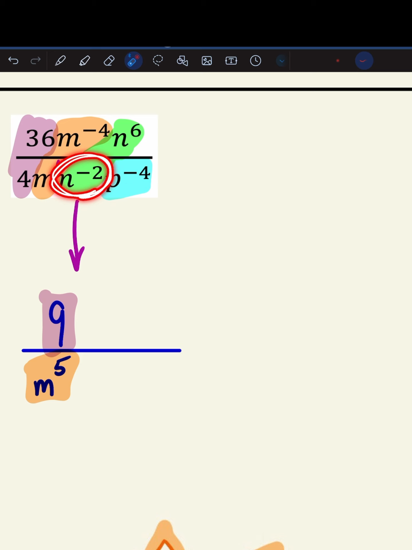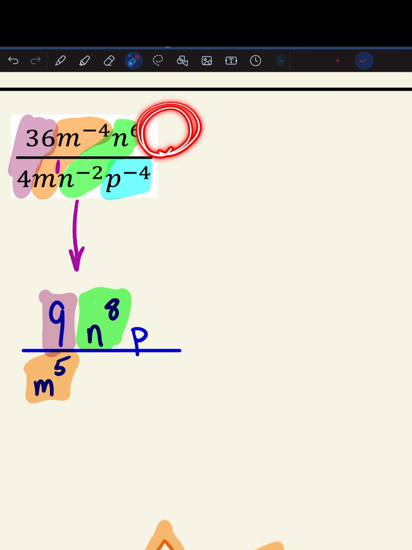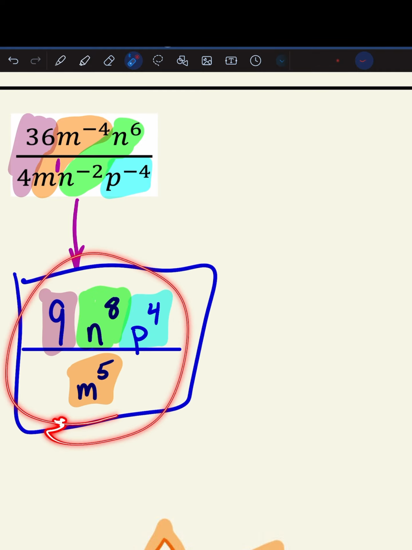Same idea for our n's, but the opposite. Our 2 n's from the bottom want to move up to the top, and they will join the 6 n's that were already up there to give us 8 n's up top. Our p's are on bottom right now, but the negative exponent says move them up top, and since there are no p's up top, it will simply just switch to positive. So we get p to the +4 up top, and there's our final answer.